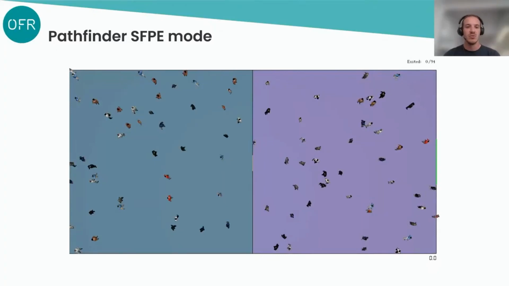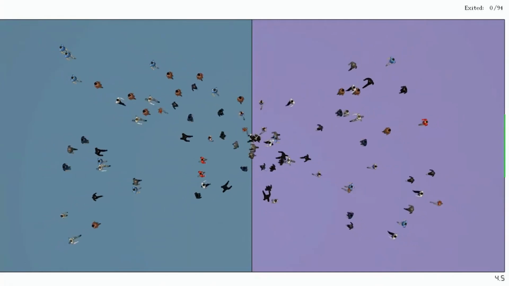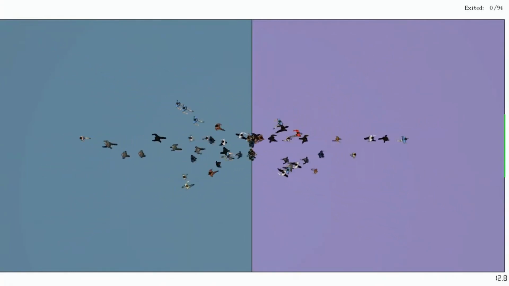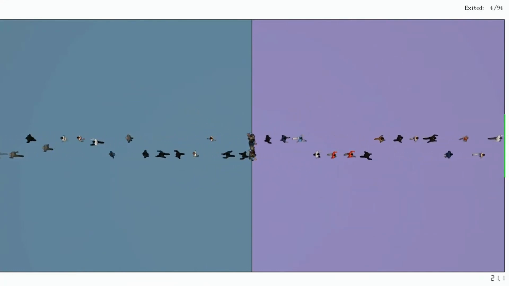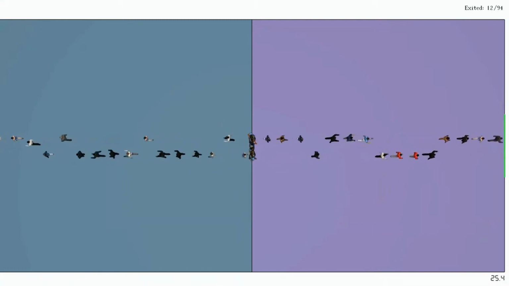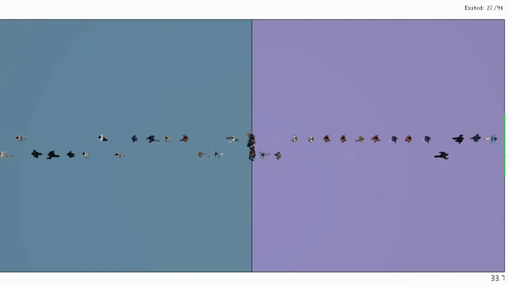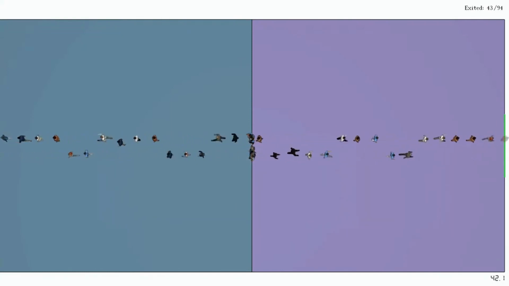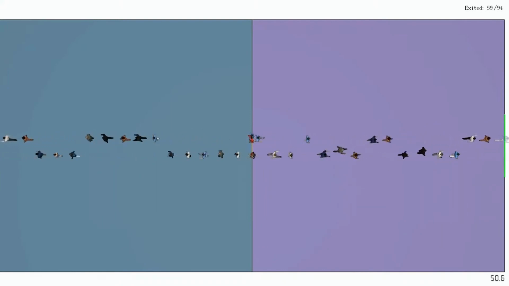In the SFPE mode, as agents can interpenetrate, they essentially group up on top of each other at the opening, at the constriction, with agents then discharging based on the flow that's calculated on the density that's in the space. So we can see here that everyone just groups together and then eventually people are just discharged at the same rate.